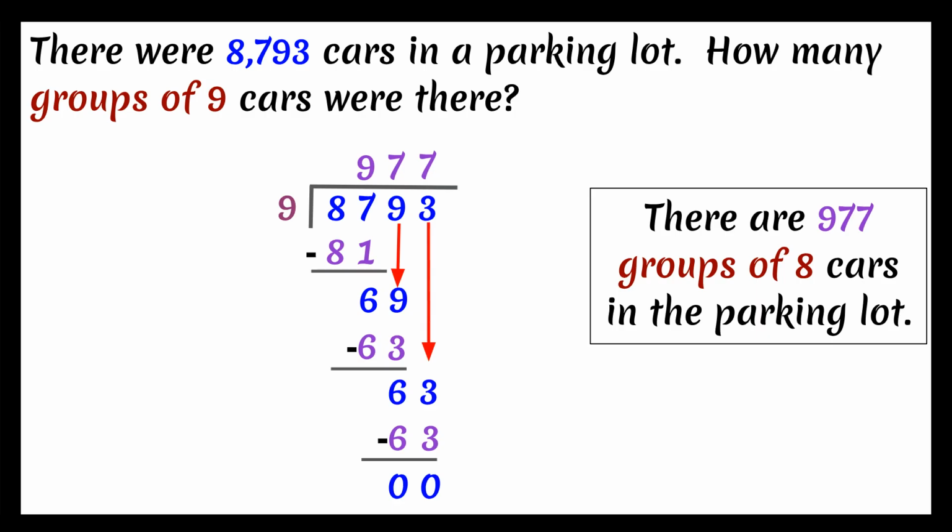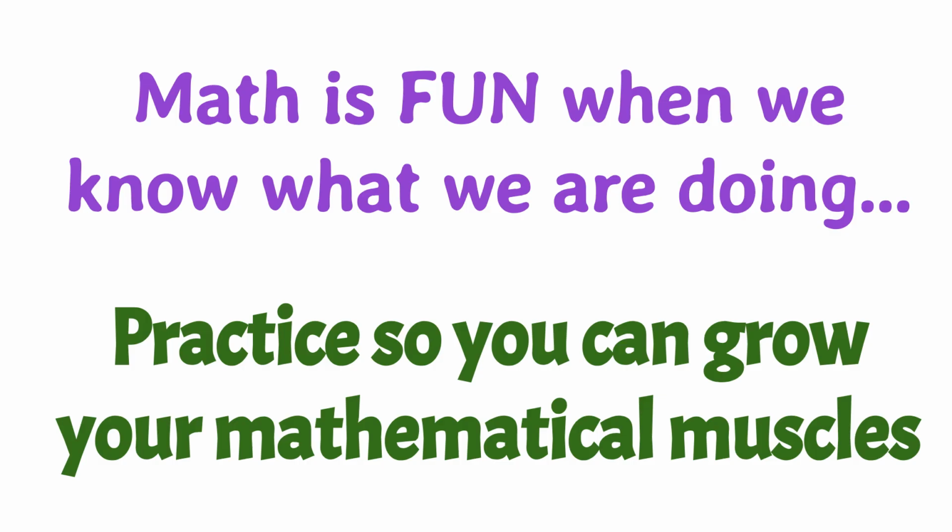It is now time to check your answers. Are you ready? There are 977 groups of 9 cars in the parking lot. You can see the step-by-step solution here. Math is fun when we know what we are doing. Practice so you can grow your mathematical muscles.